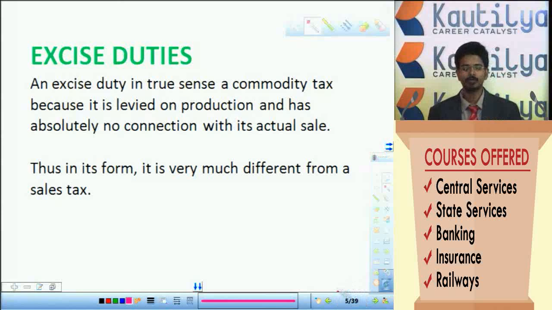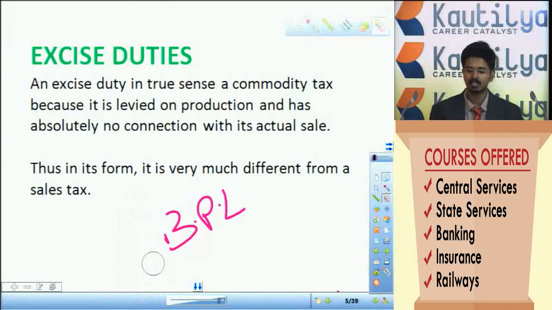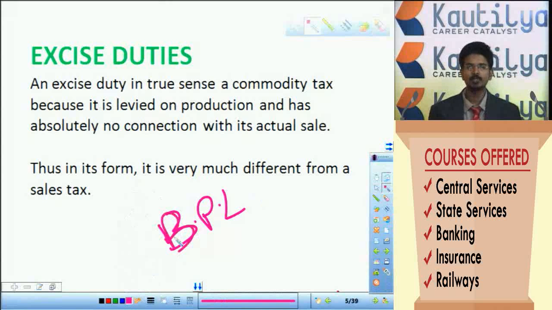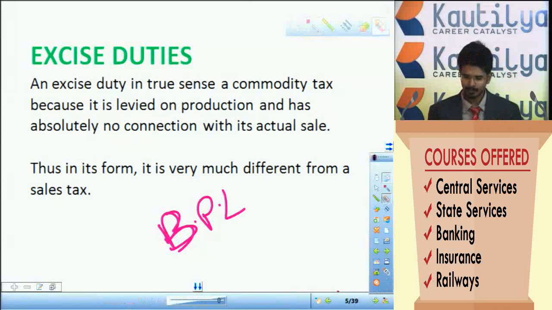As I already told you, if there is a company called BPL which is producing TVs, the government of India levies an excise duty on the production, irrespective of whether the company has sold the TV or not. When the TVs are sold in the market, then sales tax is collected. Before that, as soon as the production is made, the government collects excise duty. It is levied on the production of commodities in India.